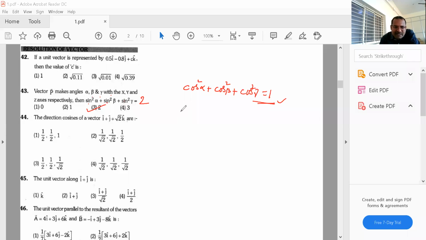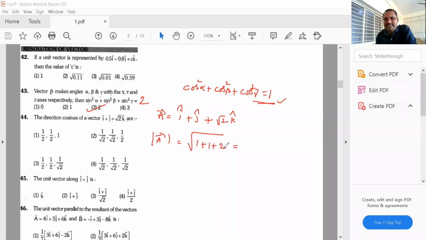They have given one vector: i cap plus j cap plus root 2 k cap. Now for this vector a bar, let us first find the magnitude. The magnitude is under root of i square, which is 1, plus j square, which is 1, plus root 2 square, which is 2.